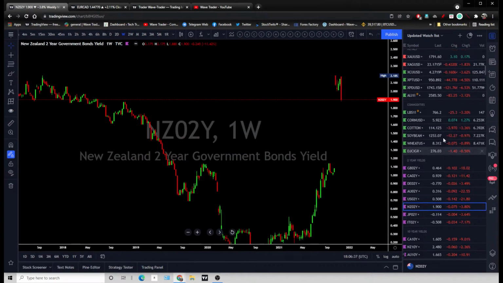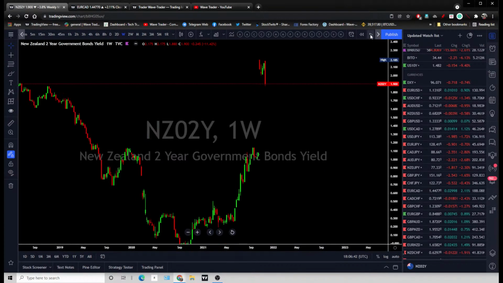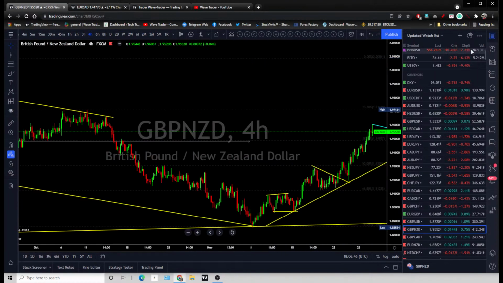So that's the reason behind that. Okay, so where we were, which chart we were looking at? Oh, New Zealand dollar. Do we have opportunity on it?